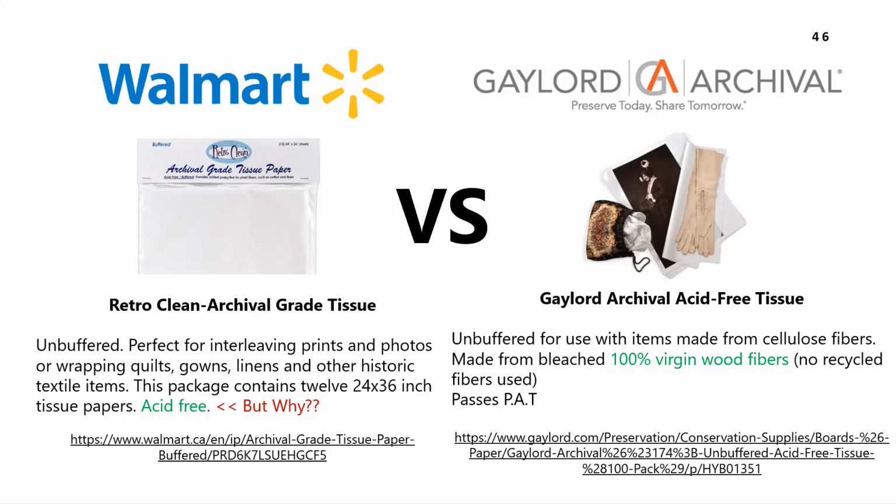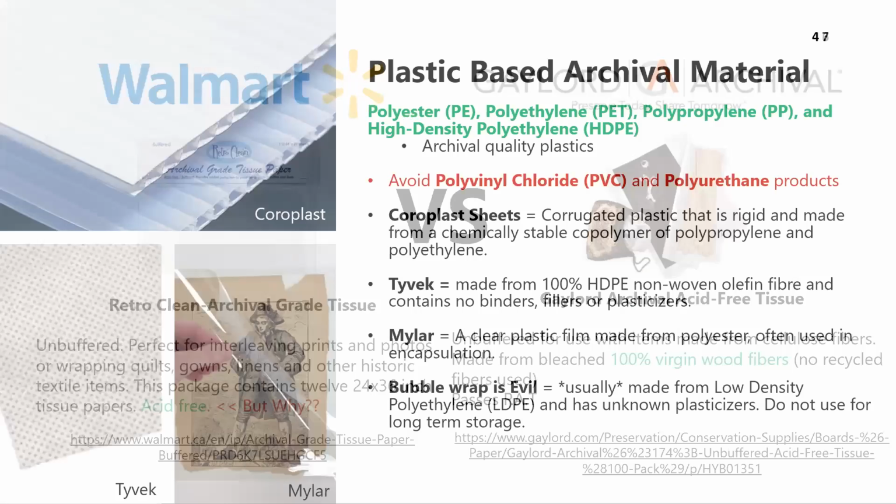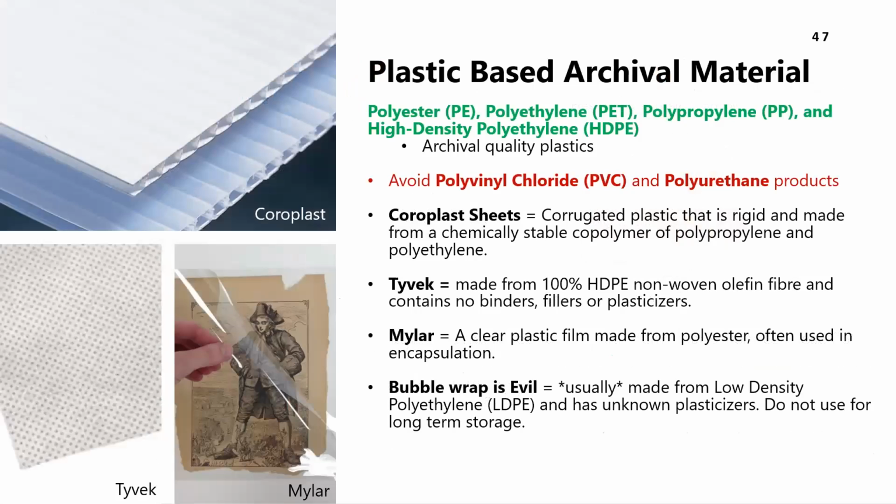And now for plastic-based archival material, the best ones to use are polyester, polyethylene, polypropylene, and high-density polyethylene. These are all archival quality plastics. The ones you want to avoid are polyvinyl chloride and polyurethane products. So say Coroplast sheets are made from polypropylene, which is great. Tyvek, which I've mentioned before, is made from 100% high density polyethylene non-woven olefin fiber, which is also, again, really great. Mylar is made from polyester, often used in encapsulation.